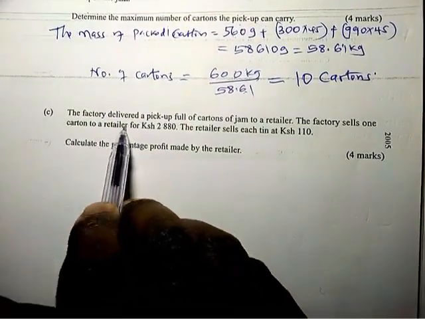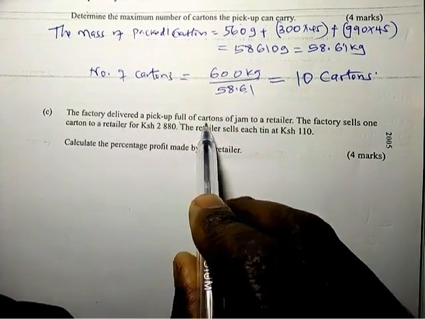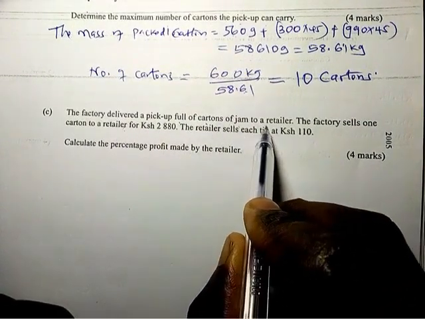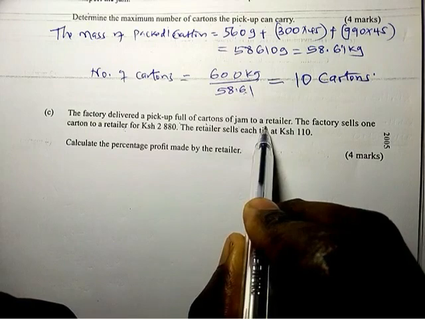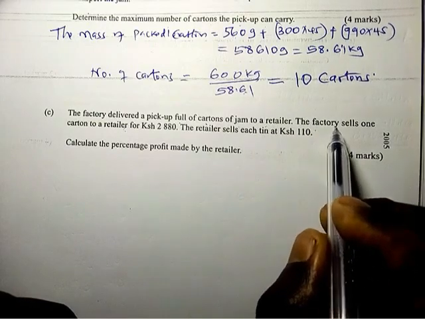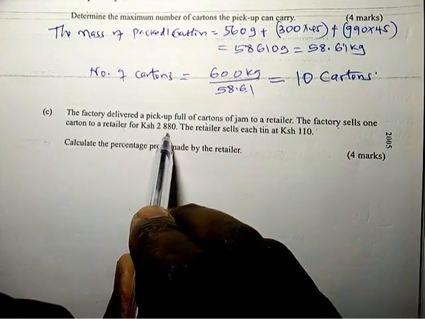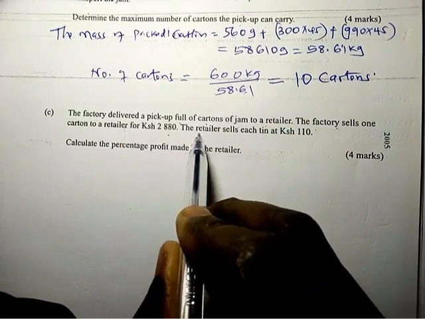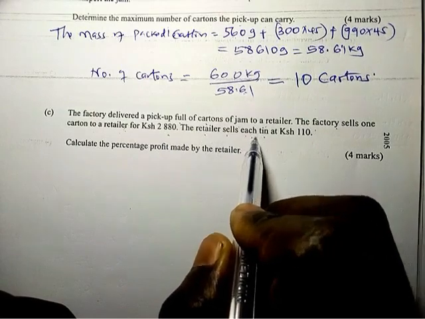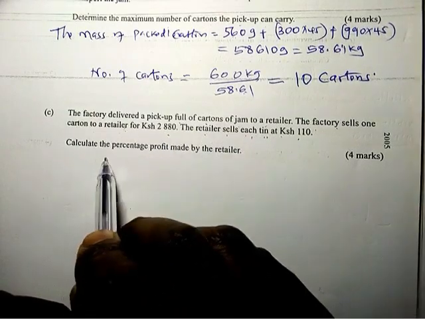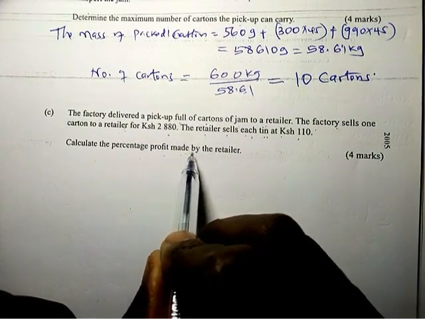The factory delivered a pickup full of cartons of jam together to a retailer. The factory sells 1 carton to a retailer for Kenya shillings this. The retailer sells each tin as is. Calculate the percentage profit made by the retailer.